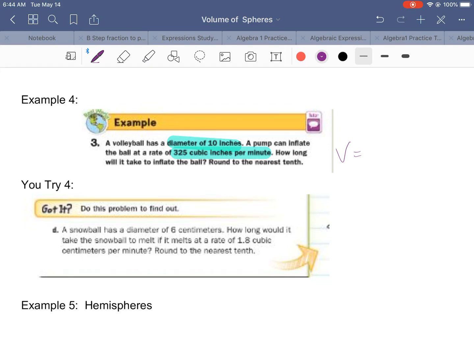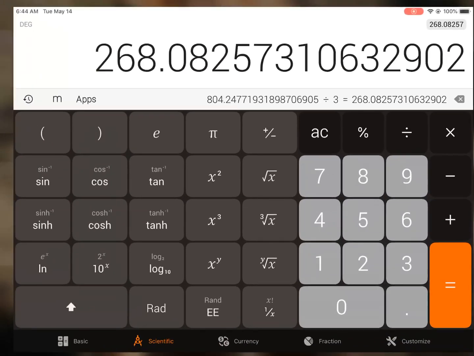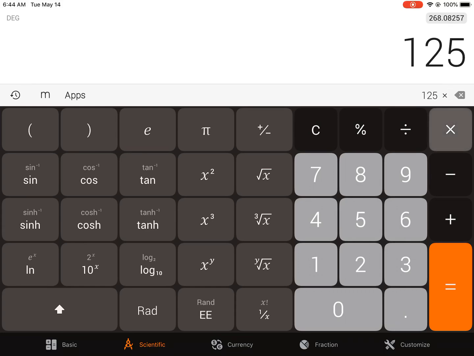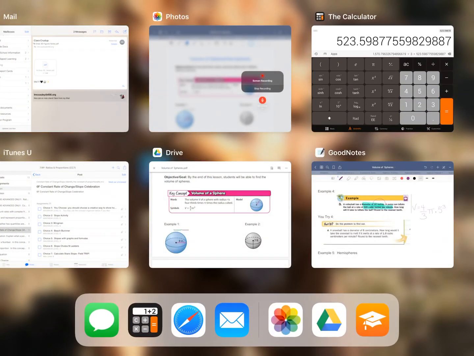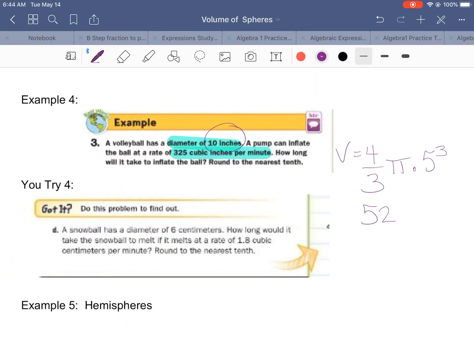Okay, so we're going to go ahead and calculate the volume. So 4/3 times pi times 5 cubed, because a diameter of 10 means a radius of 5. And so we will calculate that out. 5 cubed is 125 times pi times 4 equals that, divided by 3 equals 523.6. Okay, and that's cubic inches, so that's our volume.